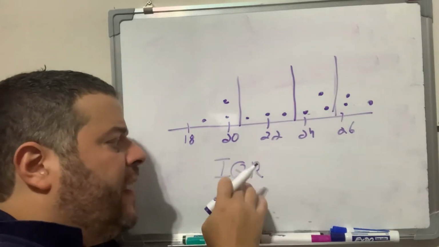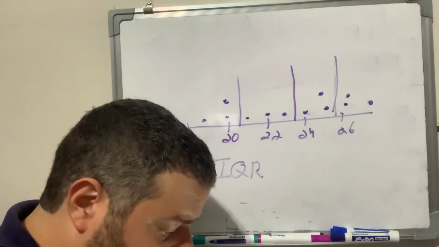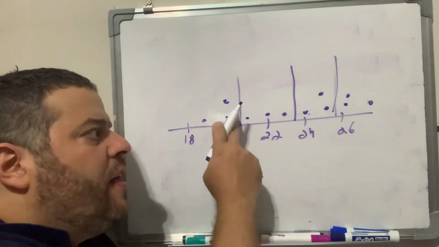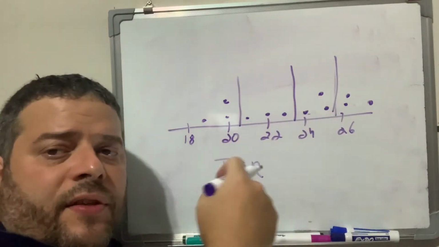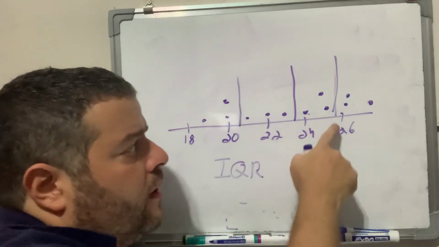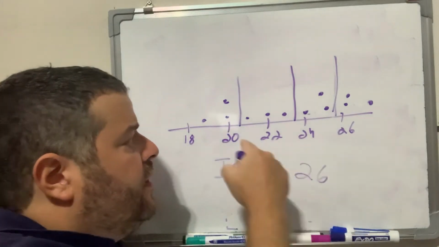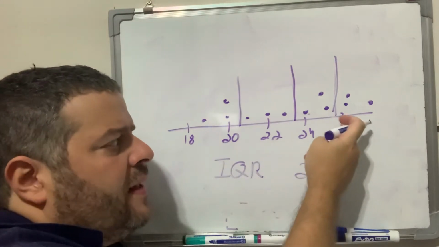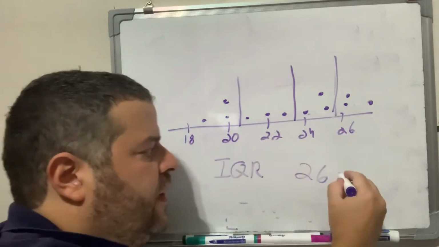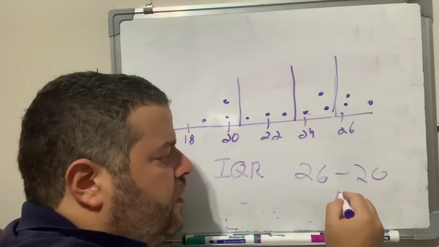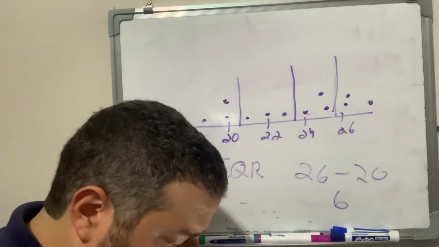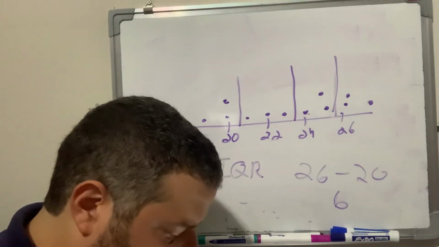Now, the interquartile range is the range between the third quartile and the first quartile. So let's say this is 26, and this is slightly less than 26. This is slightly more than 20. Let's just say it's 26 and 20. The interquartile range would be 6. And you'll see pretty much why that's important now.